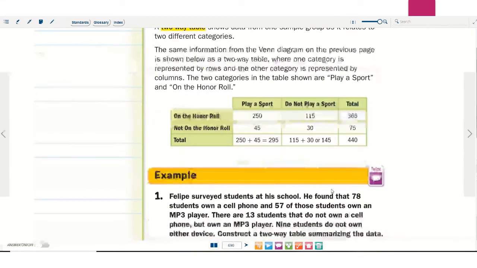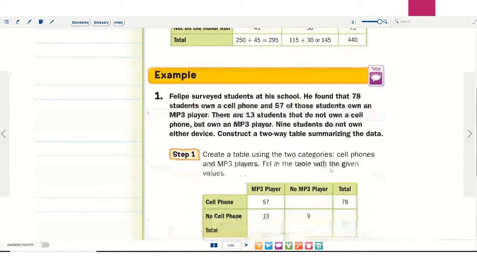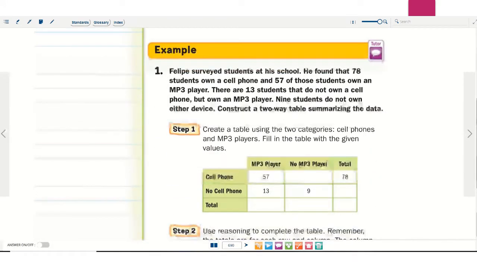So as we take a look at example 1, this one is talking about students who have MP3 players or cell phones. When we look at setting this up, the information at the top is looking at surveying students.